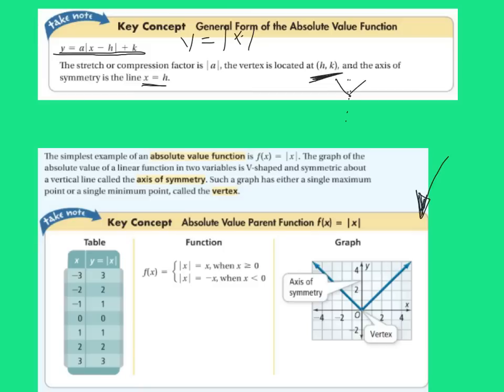So this is going to be your parent function right here. When you're looking at your parent function, it's always important to realize that the vertex starts at 0, 0, and if you were to make a table, you would see these points. And both on the right and left of the vertex is going to have a slope of 1 or -1. Now, it's important to know that because whenever you have a number in front being multiplied, that's going to change your slope of the absolute value graph. So let's get to it, huh?